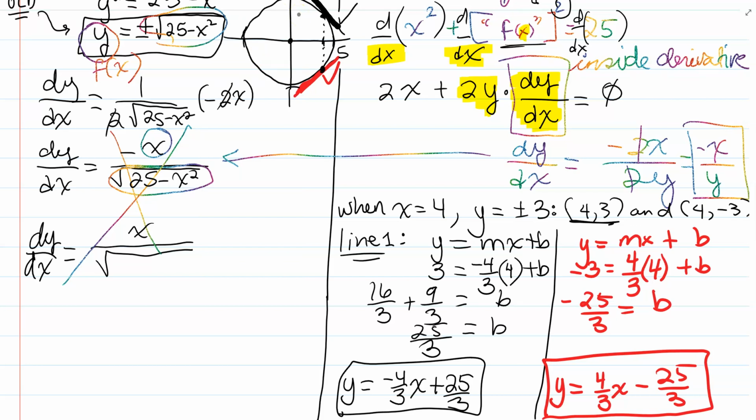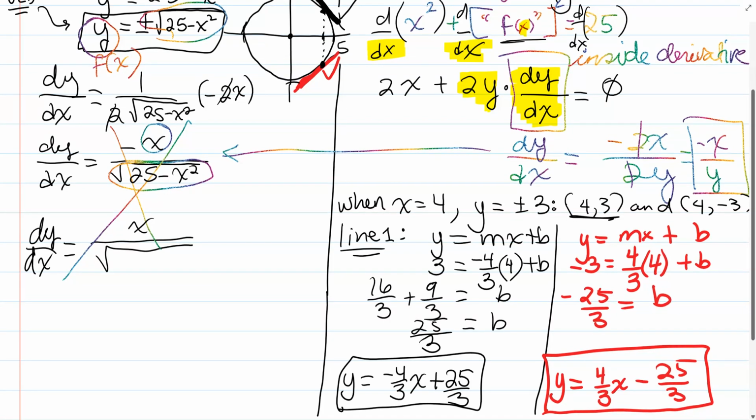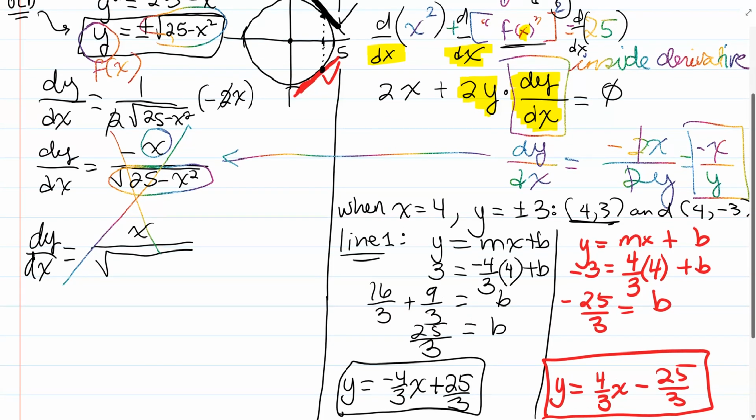Okay, and so this right here is what we call implicit differentiation. And that is how we do that. We don't have to solve for y. We just go ahead and treat y as a function in terms of x, so that the chain rule will apply here. Okay, that is it.